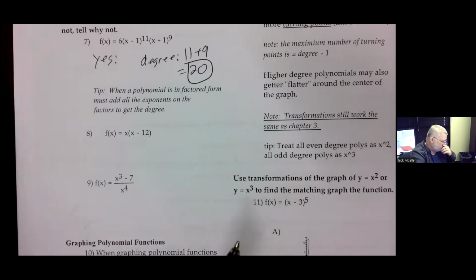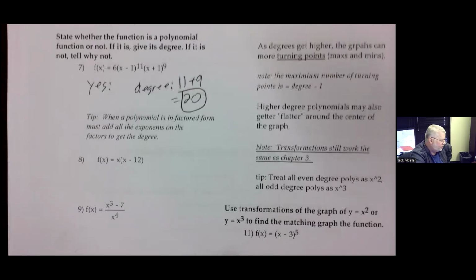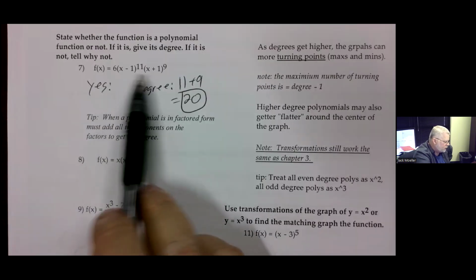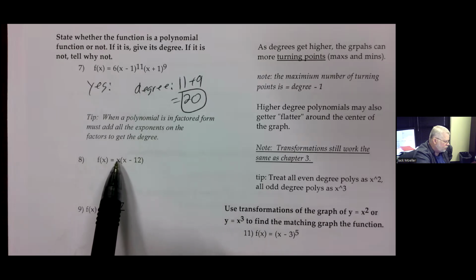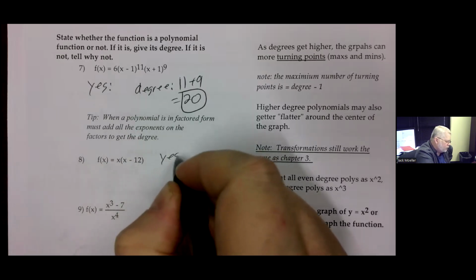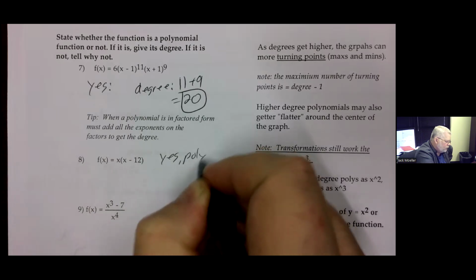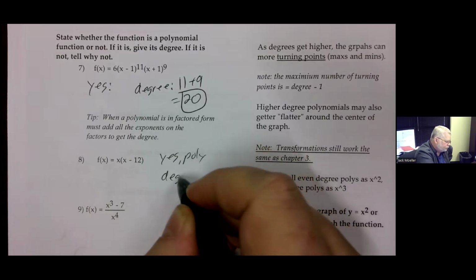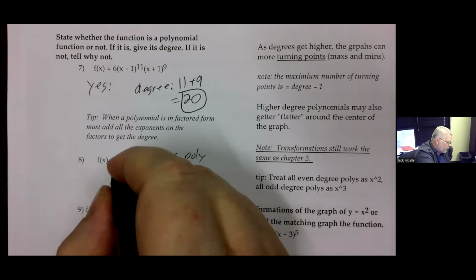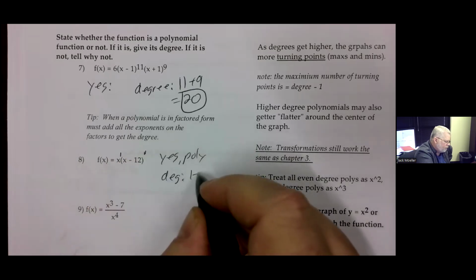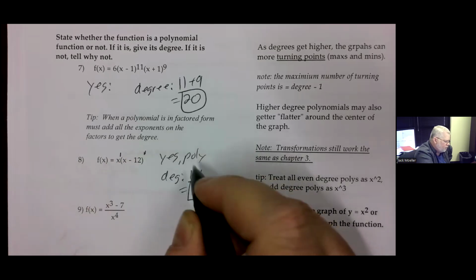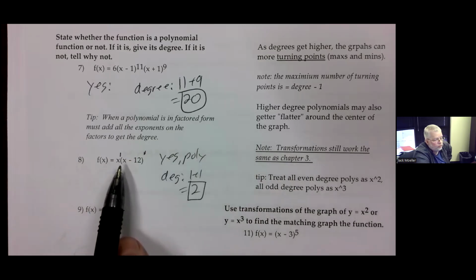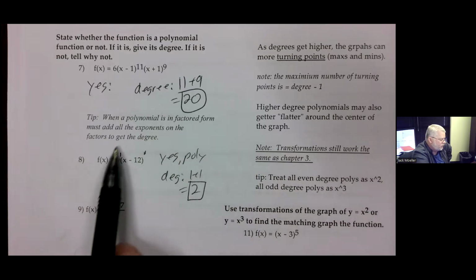Okay. So what about number 8? Is that a polynomial function? Yes, it's a nicer version of number 7 because if you think about distributing that, that's going to be x squared minus 12x. So yes, it is a polynomial. And then what's the degree? Well, there's 1x here, 1x there. Or like this one we can actually distribute, unlike the top one. That is x squared minus 12x, so you're going to have an x squared.